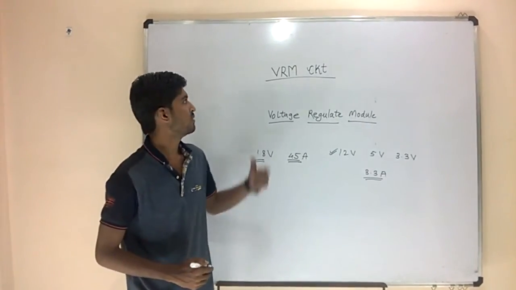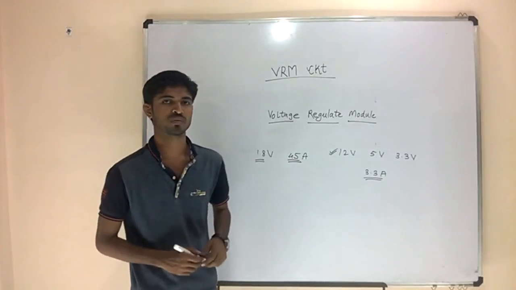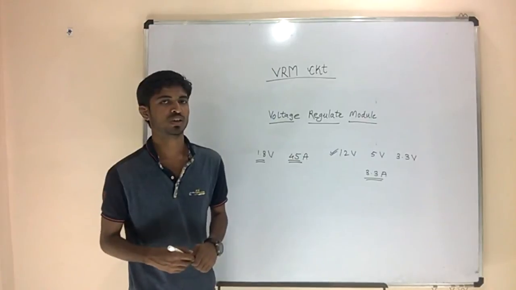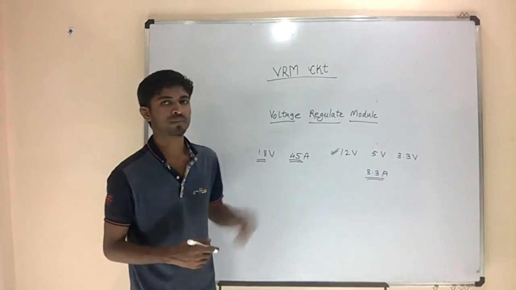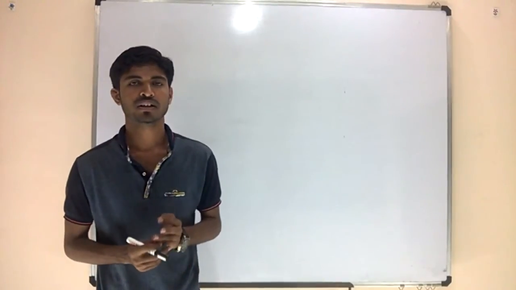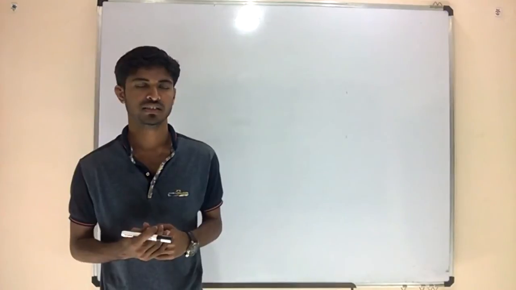So this is where the VRM circuit is introduced. The VRM circuit generates the core voltage for the CPU. That is the function of the VRM circuit. So let's see with the help of a circuit diagram. The VRM circuit consists of coil, capacitor, n-channel MOSFET and VRM IC.